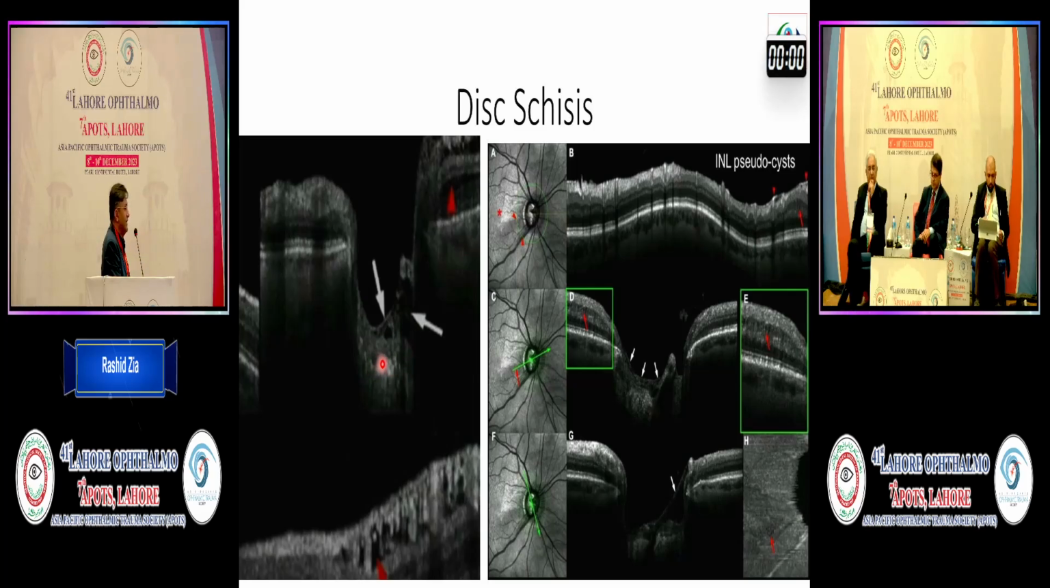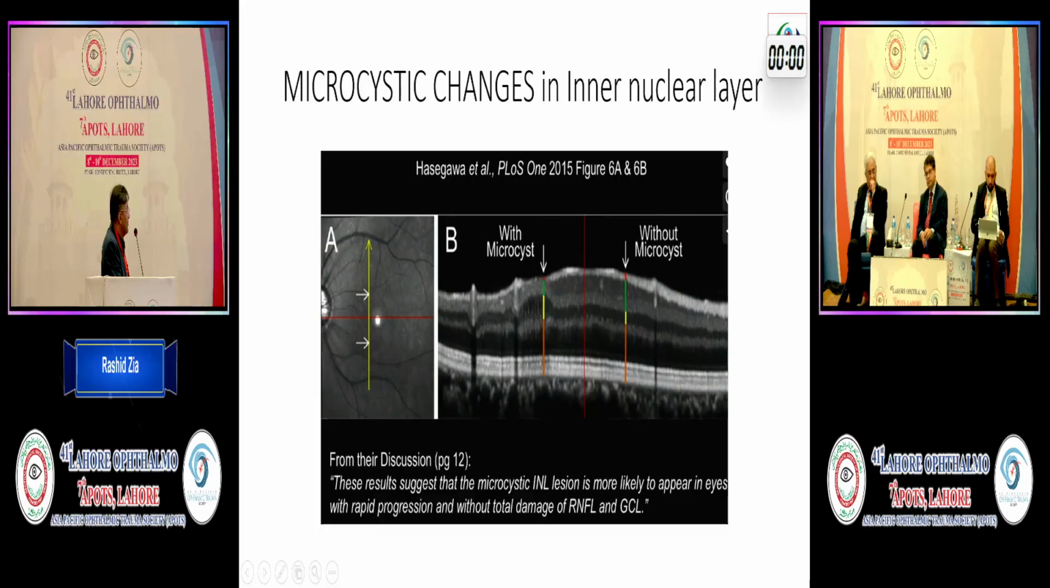When they are pulled, they're stretched, and this stretching can lead to schisis in the prelaminar tissue, which is actually the same as the peripapillary schisis. So in many peripapillary schisis patients, you may also find disc schisis, or you may just find disc schisis and no peripapillary schisis. So this is again one of the important things.